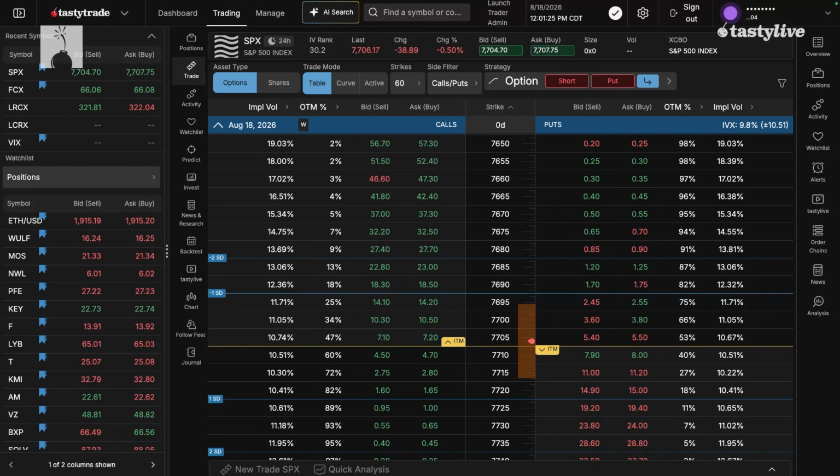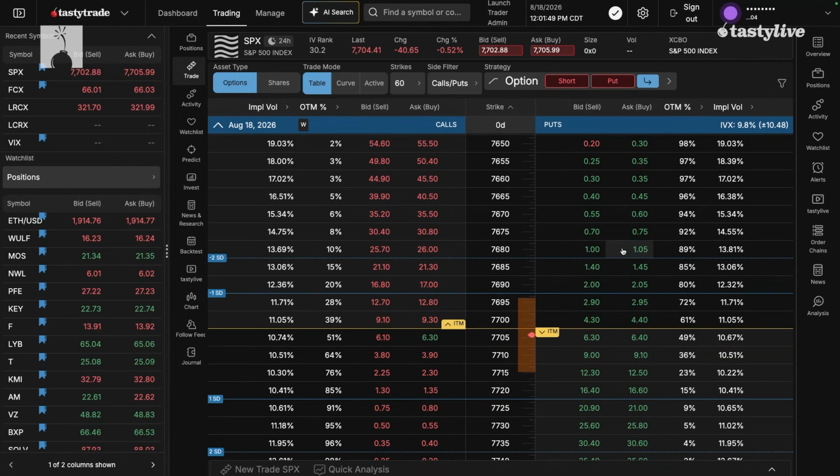So let's look at implied volatilities and what they actually mean. Here I have the SPX 0 DTEs loaded up. Looking at these 7680 puts, their bid-ask spread is 90 cents to $1. Theoretical value is somewhere in between there. And this implied volatility of 13.81% is the volatility input into the Black-Scholes model that would make this put worth, in this case, about $1.07. Okay, right in between the bid-ask spread.